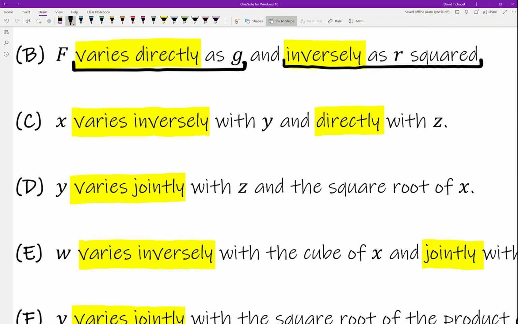So if F varies directly as G, we know what that looks like. That would be capital F is going to be equal to some constant multiple of G.